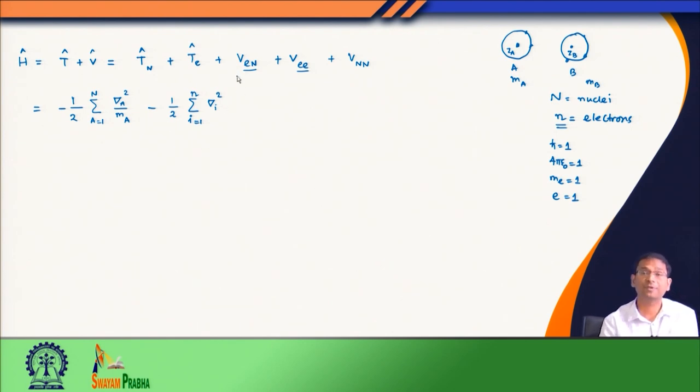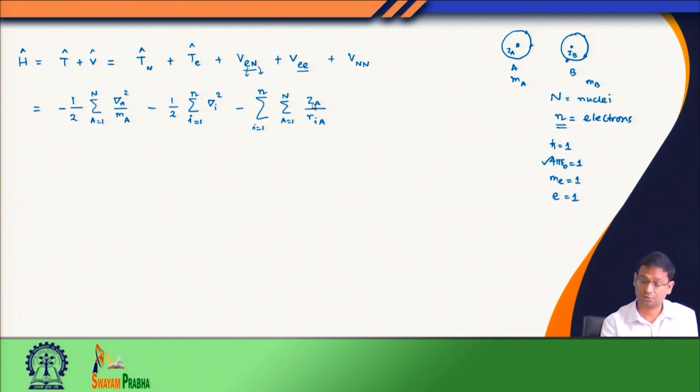Now I come to V_en, that means the electron with the nucleus. These are going to be attractive interactions. We have to see that there are small n number of electrons and capital N number of nuclei. So first write i equals 1 to n. Each electron can interact with every nucleus present here. What I have done here is that 4 pi epsilon 0 has been brought out, and e squared has been taken out.